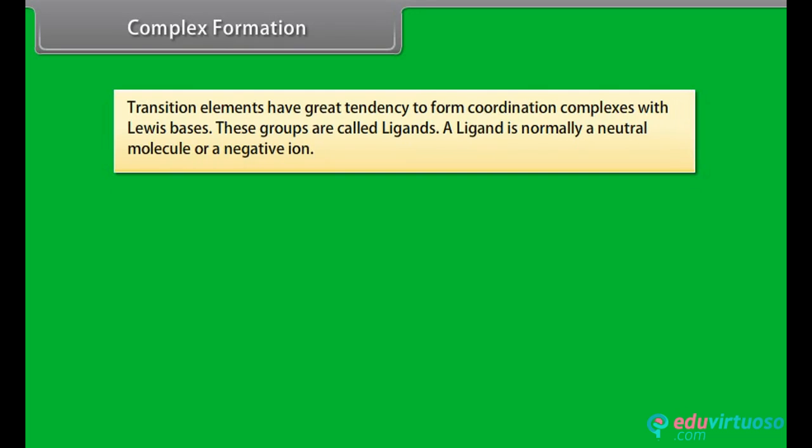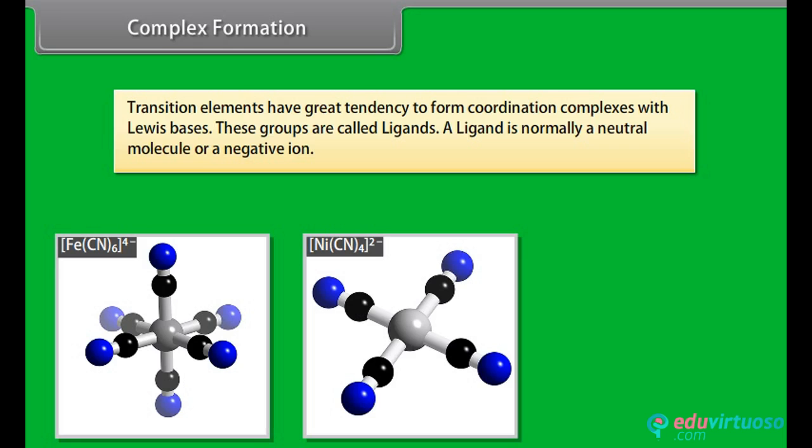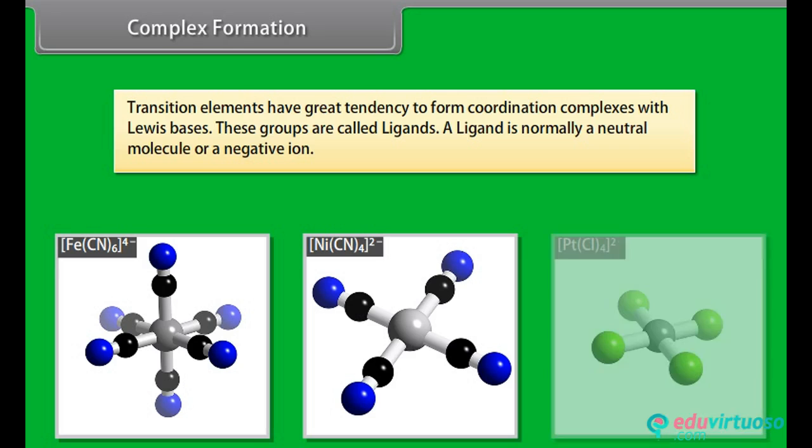Complex formation. Transition elements have great tendency to form coordination complexes with Lewis bases. These groups are called ligands. A ligand is normally a neutral molecule or a negative ion. For example, [Fe(CN)6]-, [Ni(CN)4]-, and [PtCl4]-.